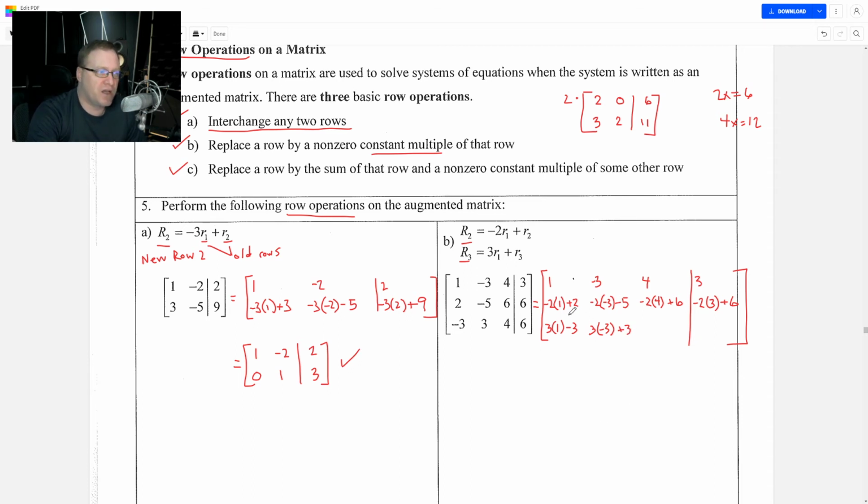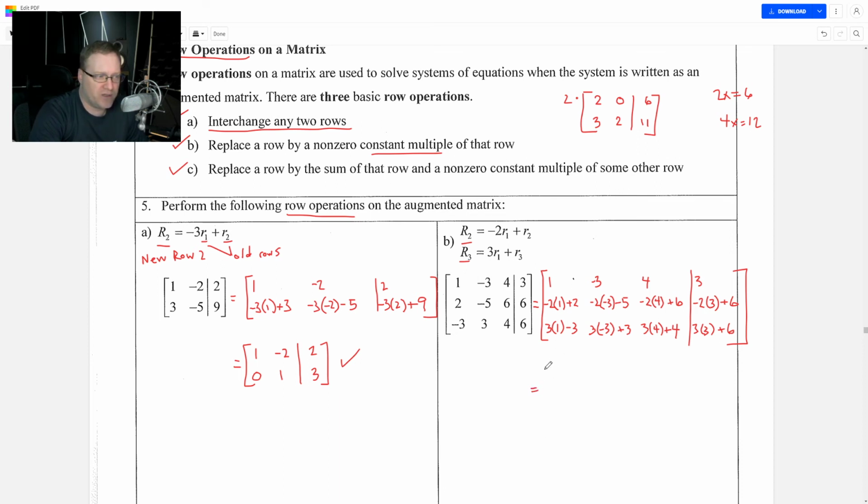Okay, and then we have this one, which is, again, 3 times our old first row, which is 4, plus our old third row, which is also 4, so plus 4. And then finally, the last one here is going to be 3 times our old first row, which is 3, plus our old third row, which is 6. All right, and that's everything. We just need to simplify it now.